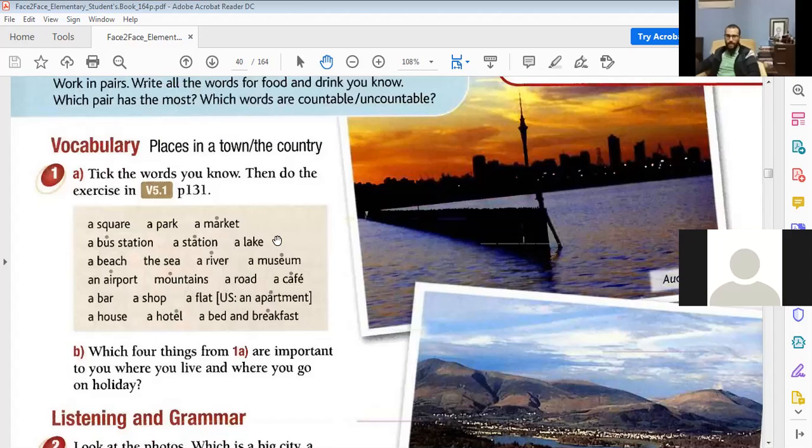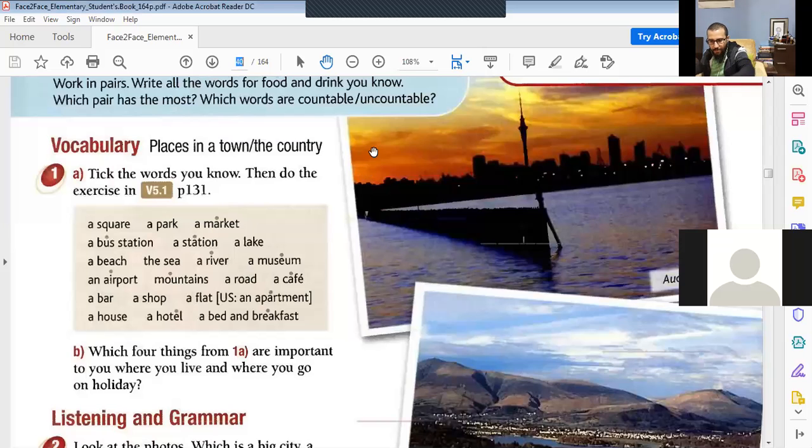So all of these words are related to the city or town or country. Of course, we can find these places usually in the city or in the country. Some of them are natural. For example, the sea, the river, mountains. These are natural places. But some of them are built by humans, like a museum, an airport. These are not natural places. But let's go to the exercise first.